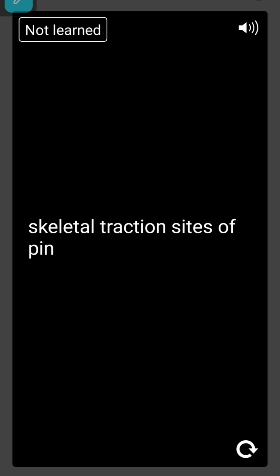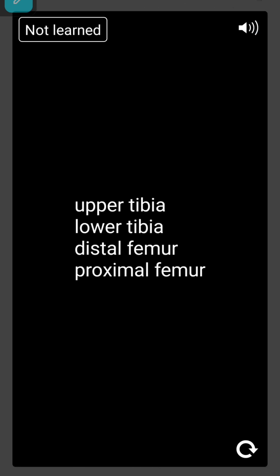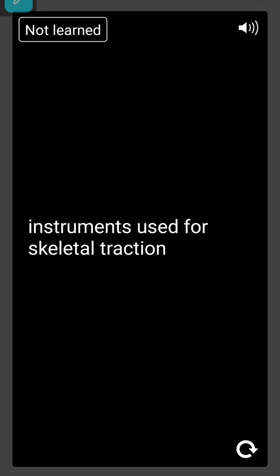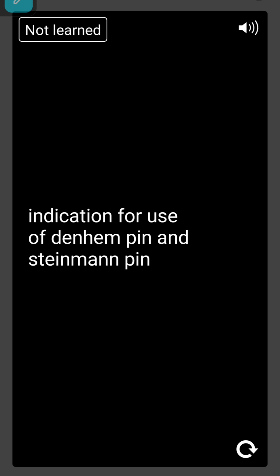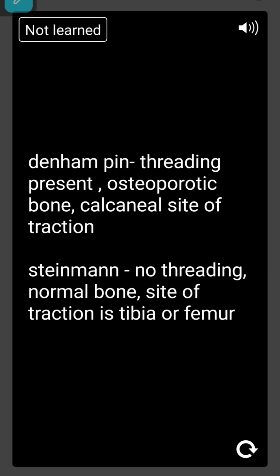Skeletal traction sites of pin: upper tibia, lower tibia, distal femur, proximal femur. Instruments used for skeletal traction: local anesthetic, Steinmann pin, Denham pin, number 11 blade, Böhler stirrup. Indication for use of Denham pin and Steinmann pin: Denham pin has threading, used in osteoporotic bone, calcaneal site of traction. Steinmann pin: no threading, normal bone, site of traction is tibia or femur.